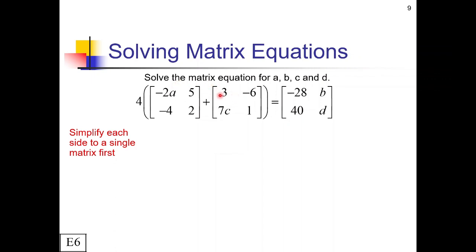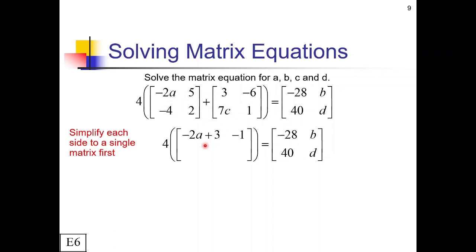I can't really do anything else with that, so I'm just going to call it negative 2a plus 3. And I'm leaving the 4 here. I'm also leaving the stuff on the right side untouched. Next up, we've got 5 plus negative 6. That's negative 1. Negative 4 plus 7c is just negative 4 plus 7c. These are not like terms. Can't combine them yet. And then 2 plus the 1 in the lower right gives us 3.